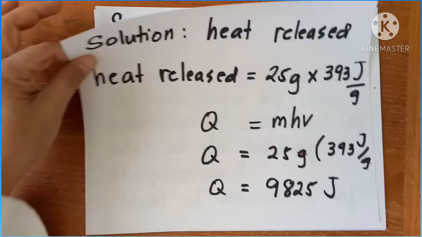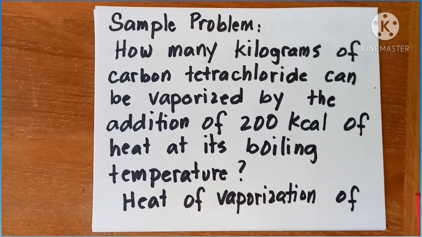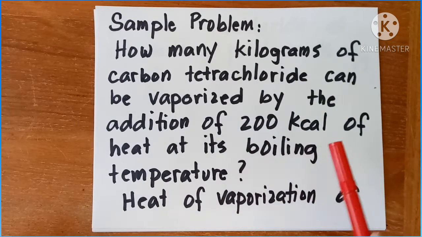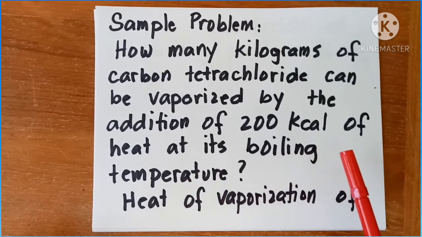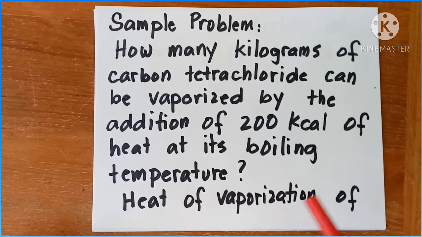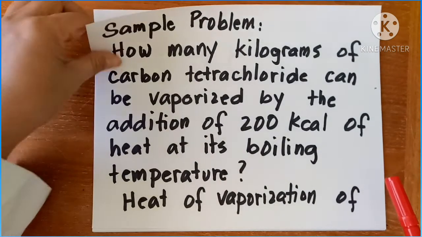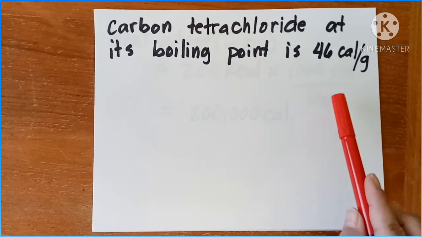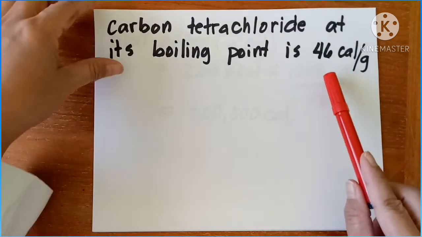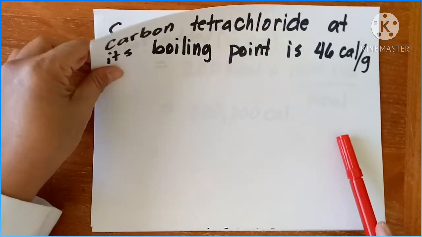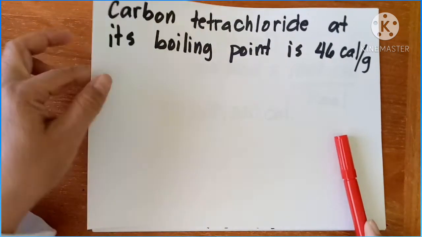Alright, so next, let us have sample problem number 2. How many kilograms of carbon tetrachloride can be vaporized by the addition of 200 kilocalories of heat at its boiling temperature? The heat of vaporization here of carbon tetrachloride is 46 calories per gram. So we are going to have the solution now.